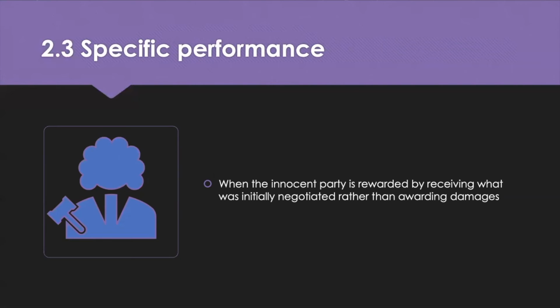Specific performance. This is when an innocent party is rewarded by receiving what was initially negotiated rather than awarding damages. So the general principle of contracts is that any breach gives rise to a right to claim. However, there are occasions when an award of damages may not be a sufficient remedy. Such situations typically involve rare or unique circumstances where financial compensation couldn't replicate the benefit that would have been realised had the obligation of the contract been performed. So in this situation, an order of specific performance will be given instead.